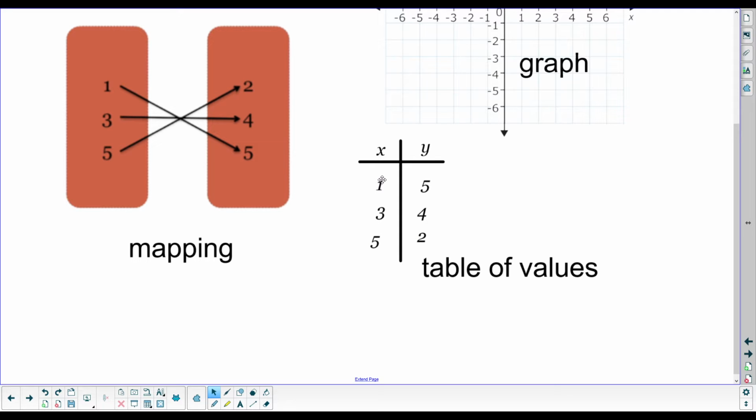So when we talk about the domain, it is the X values, right? And these just happen to be written in order. The Y values are not necessarily written in order. They're shown how they're related to the X value. So here we have the domain on the left and the range on the right.